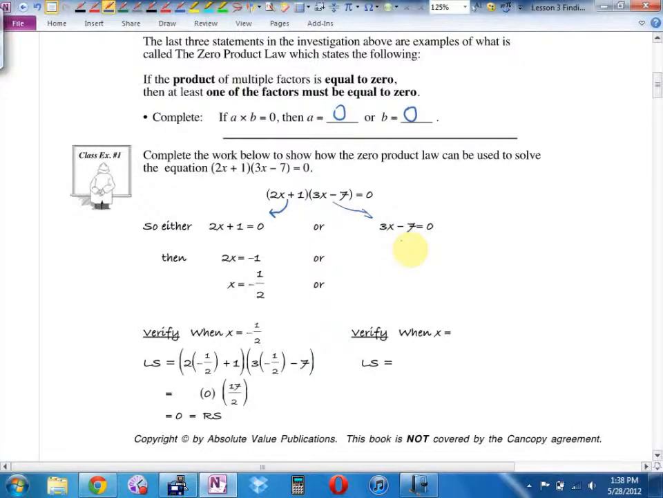Okay, you back with me? How would I get the x by itself? Later, don't divide first.